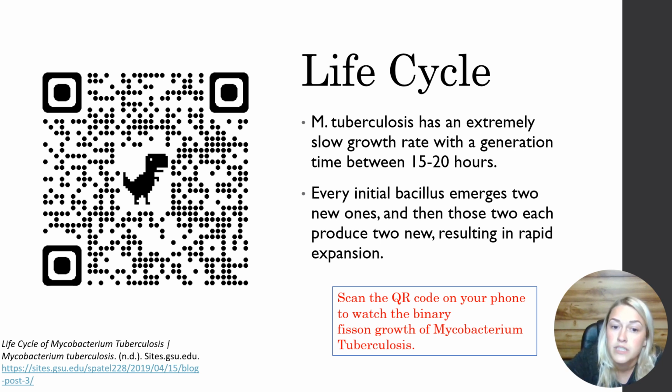The life cycle of TB: tuberculosis has an extremely slow growth rate with a generation time between 15 to 20 hours. Every initial bacillus emerges into 2 new ones, and then those 2 each produce 2 new, resulting in a rapid expansion. If you want to go ahead and scan this QR code, it will open a quick little video of the binary fission growth of the Mycobacterium tuberculosis.